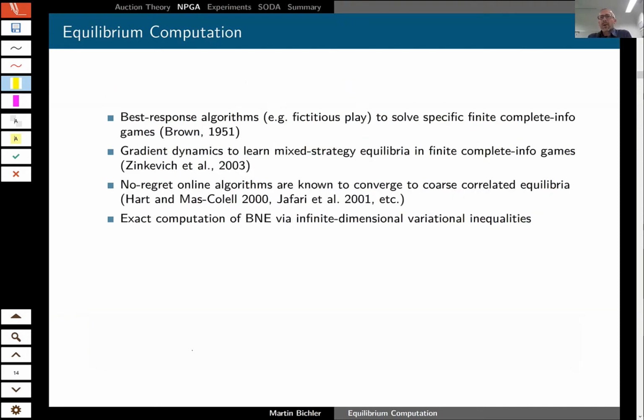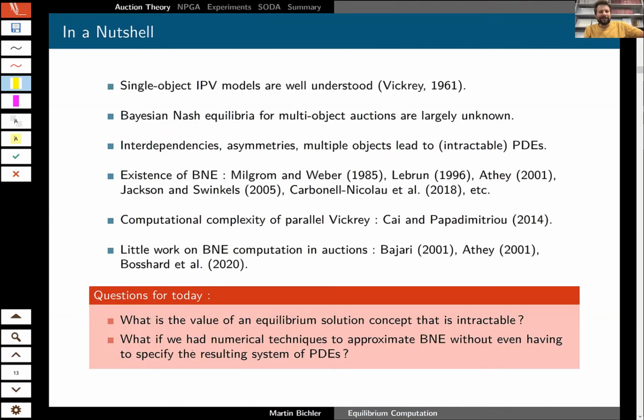So we started out looking into equilibrium computation. Sorry, Martin, I have a question. Sure. Well, it's maybe more of a comment. Basically, you are saying that we spent 60 years looking at something that has no relevance because we cannot compute it.